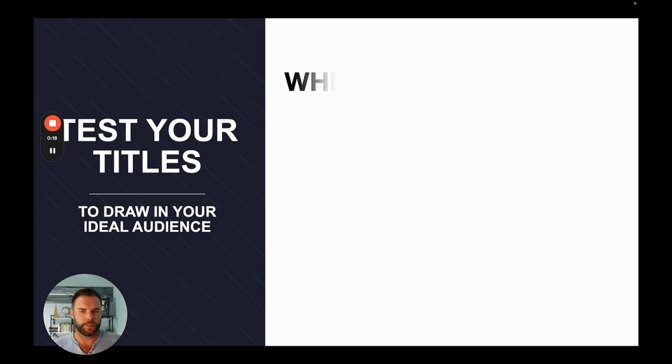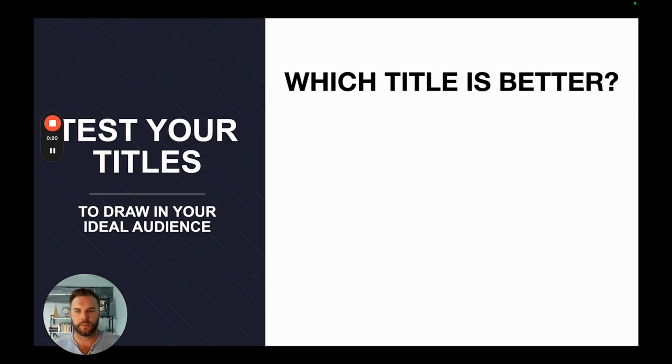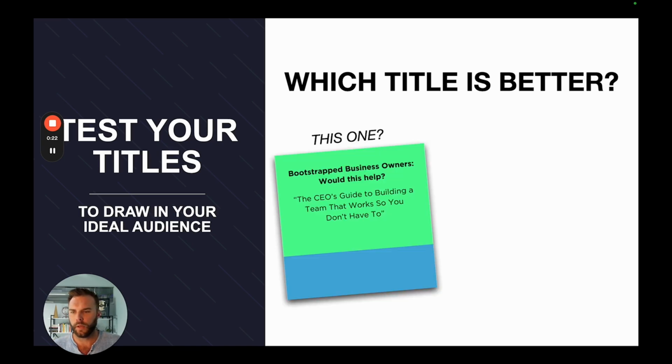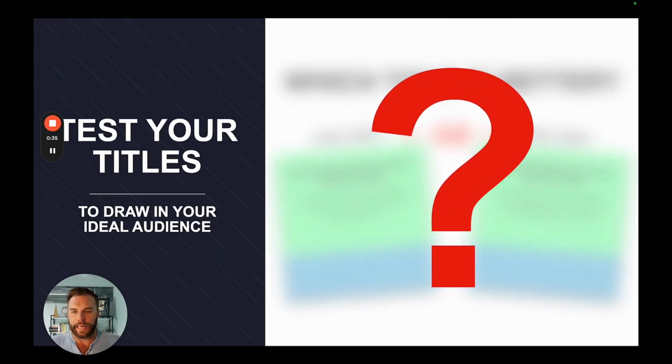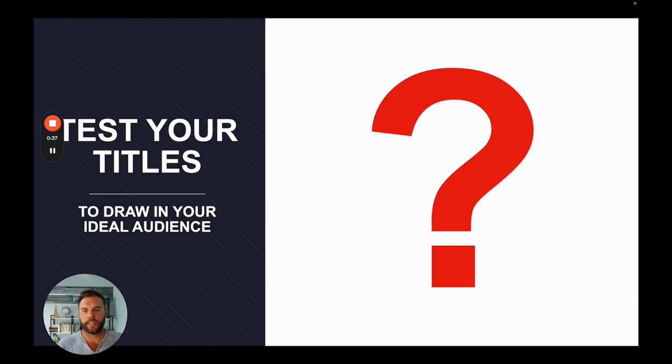So let me ask you a quick question. Which of these titles is better? Is it this one, the CEO's guide to building a team that works so you don't have to? Or is it this one, your business on autopilot, a 10-step system to make it less dependent on you? The answer is, I don't know, and neither do you. That's why we test our titles.